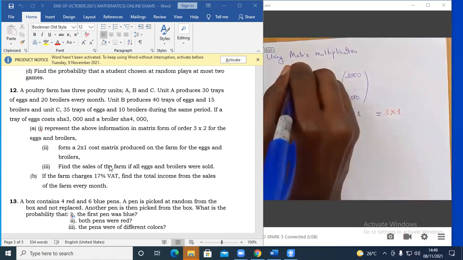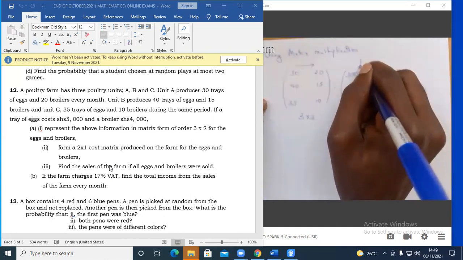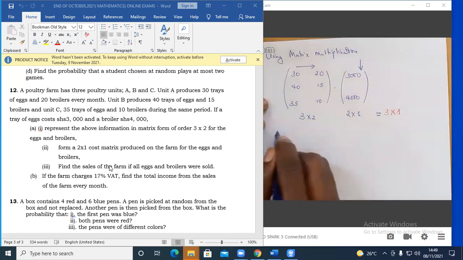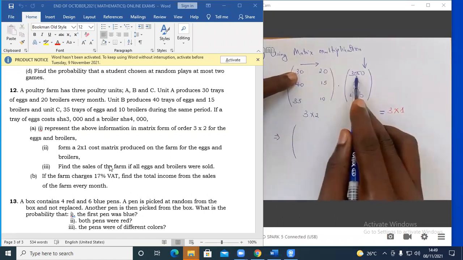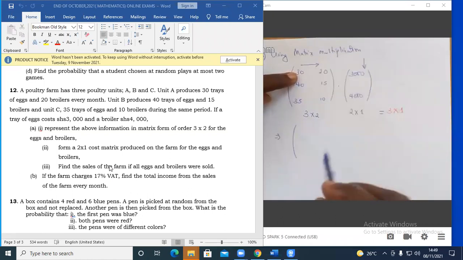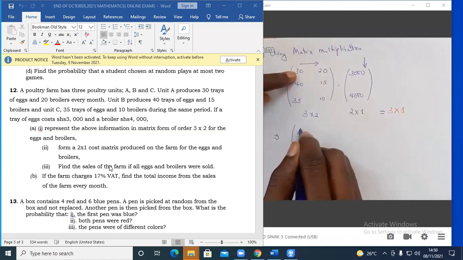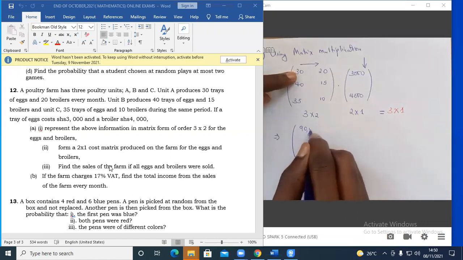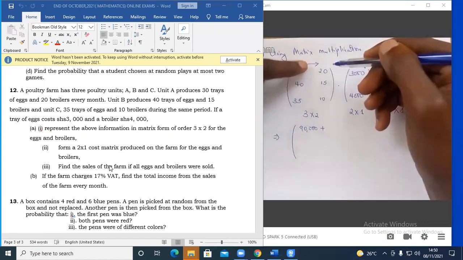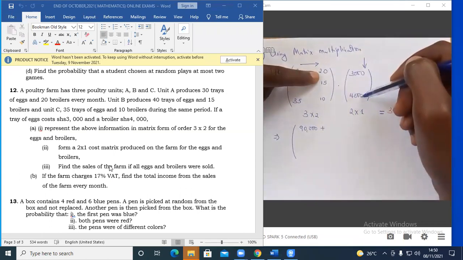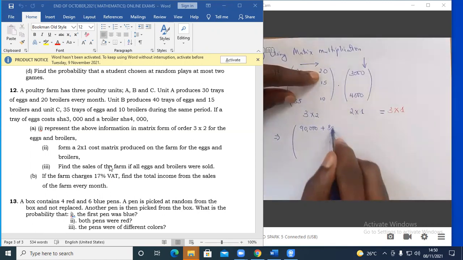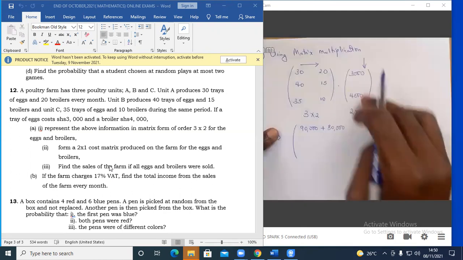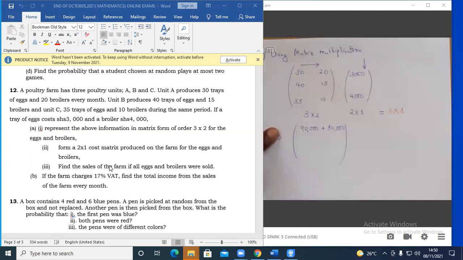We said we multiply matrices row by column. So let's start multiplying now. 30 times 3,000. What do you get? 90,000. Plus 20 times 4,000. What do you get? 80,000. Is there anything else? We close that. That's the end.